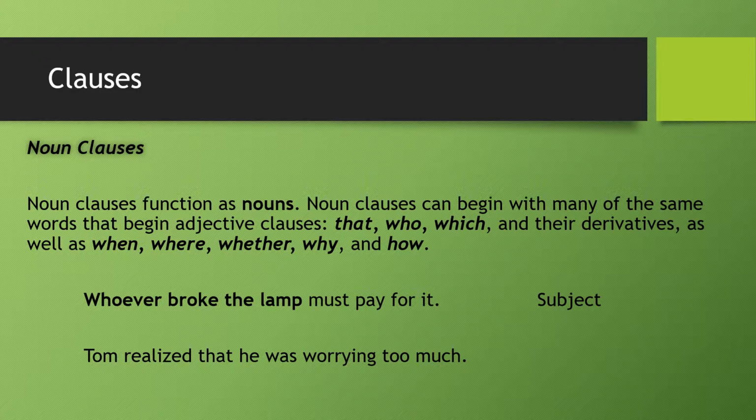Tom realized that he was worrying too much. The noun clause in this sentence is that he was worrying too much, and in this sentence, the noun clause is serving as the direct object. Tom realized what? What did he realize? That he was worrying too much. So in this sentence, it's a noun clause serving as the direct object.